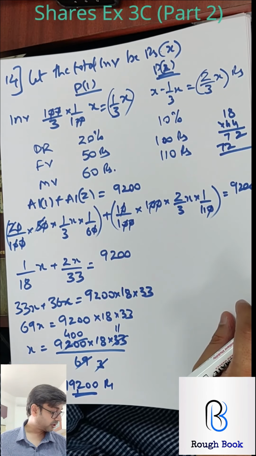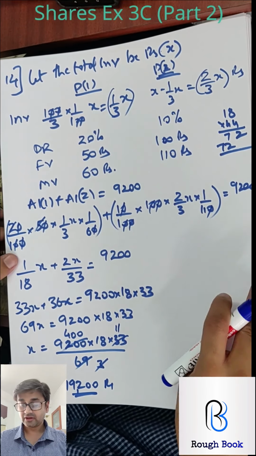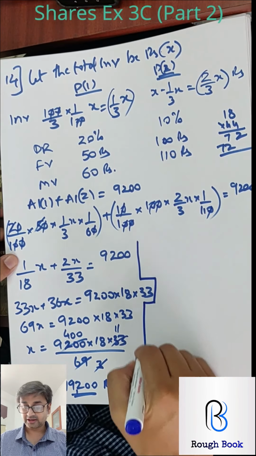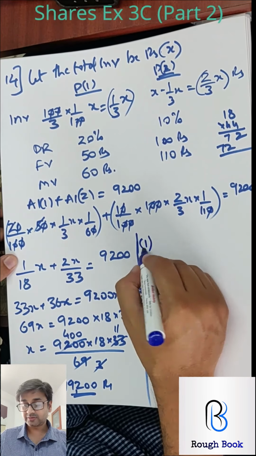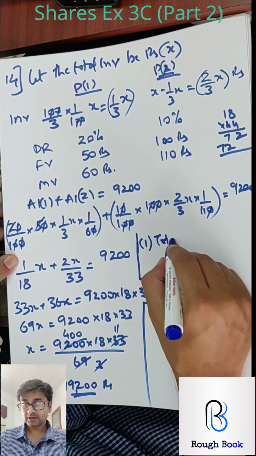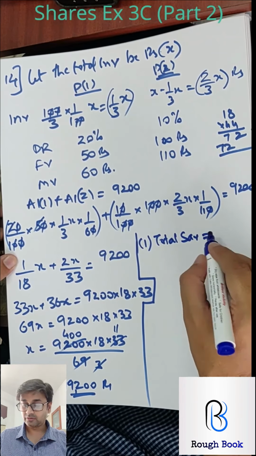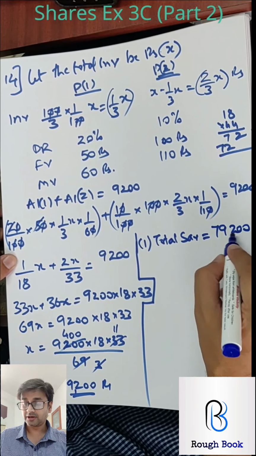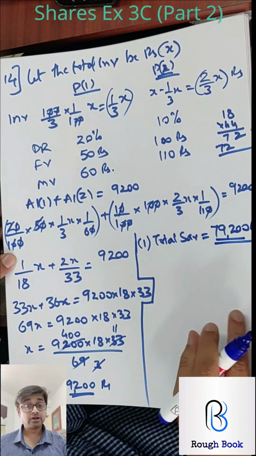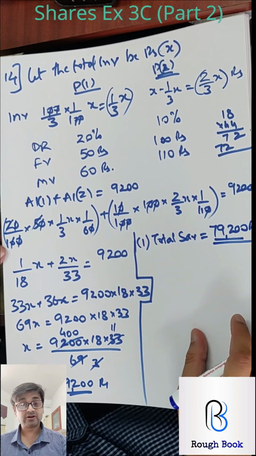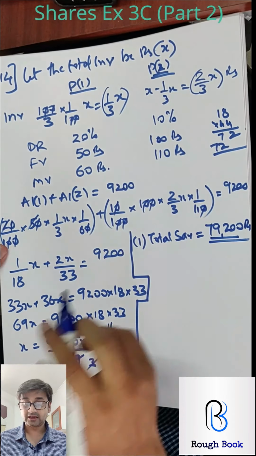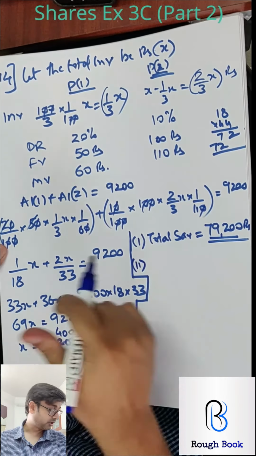I'm so sorry. Your question is to find his total savings. So total savings we managed to find. There are 2 more parts after this. So first part, total savings is equal to 79,200 rupees. How many got this on their own, even without copying the calculation? If you got it, good job.